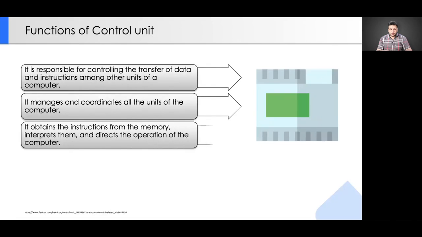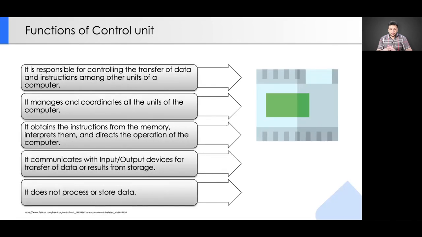Now we can see the functions of the control unit. It is not responsible for processing or storing any data. Its responsibility is to control the transfer of data and instructions among the other units of a computer. It helps in managing and coordinating all the units of a computer, and it obtains instructions from the memory, interprets them and directs the operation of the computer. Here we saw the various functions of the control unit.